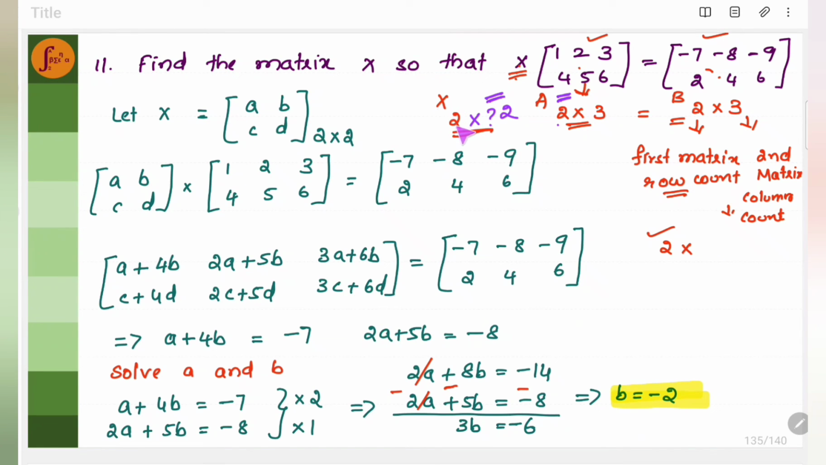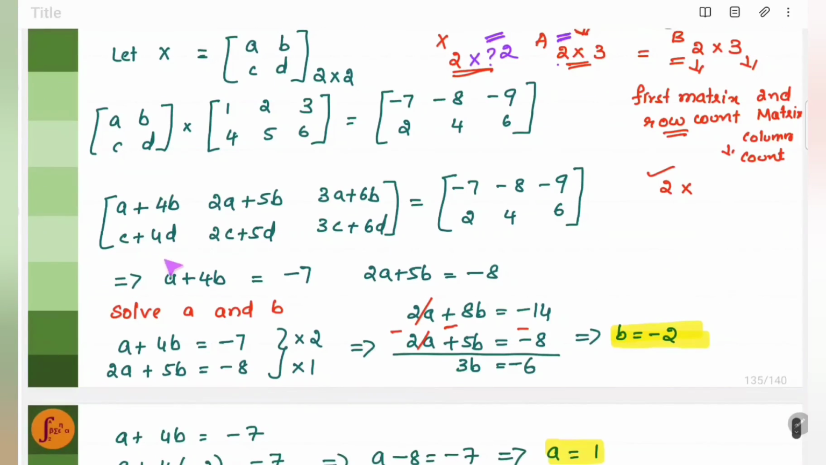So the matrix that we have to obtain is a 2 by 2 matrix. We assume the elements of this matrix are A, B, C, D. Now you multiply A, B, C, D with this matrix, equated to this matrix, and you solve the equations. By equality of matrices, A plus 4B is this element, 2A plus 5B is this element, 3A plus 6B is this element.